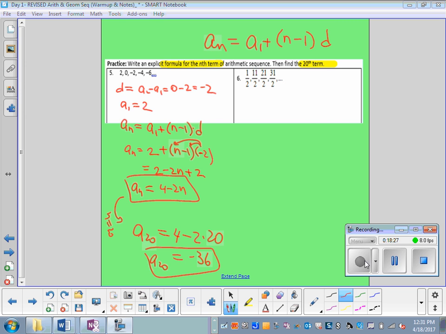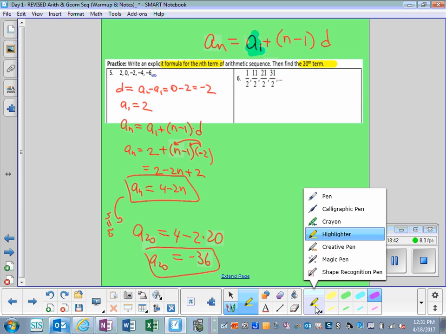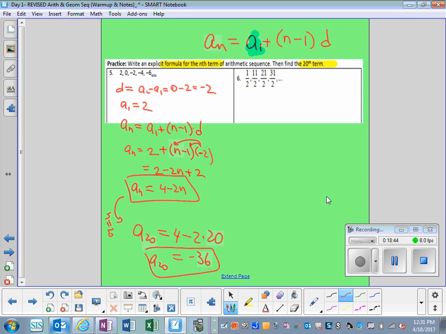Correct? So, to write this formula, I need to know the numbers A1 and D, right? So that my formula only depends on N, explicit formula. So looking at my sequence, what is my A1?